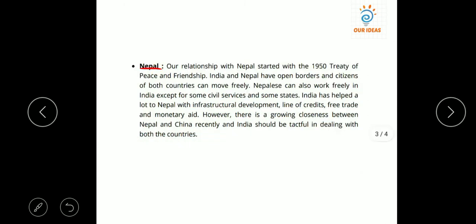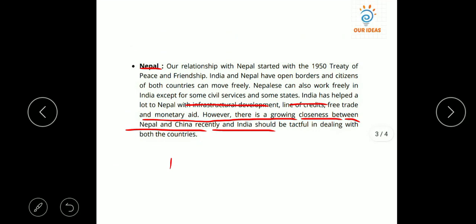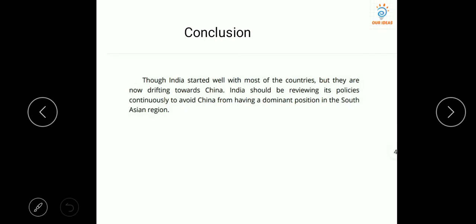Now we talk about Nepal. Our relationship with Nepal started with the 1950 Treaty of Peace and Friendship. India and Nepal have open borders, and citizens of both countries can move freely. Nepalese can work freely in India except in some civil services and some states. India has helped Nepal a lot with infrastructural development, lines of credit, free trade, and monetary aid. However, there is growing closeness between Nepal and China because Nepal became part of OBOR, and KP Oli, the Nepalese Prime Minister, is also pro-China, and he blamed India for the Madhesi crisis which happened in Nepal. But the recent development was that PM Modi inaugurated the Motihari-Amlekhganj pipeline to provide energy security to Nepal.